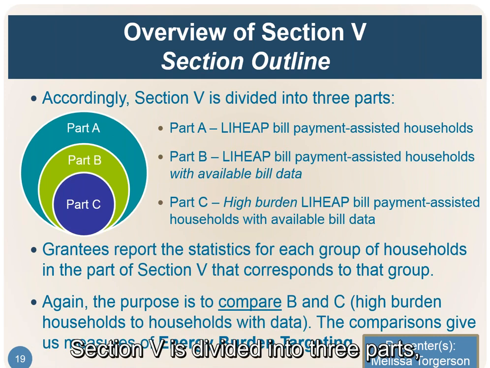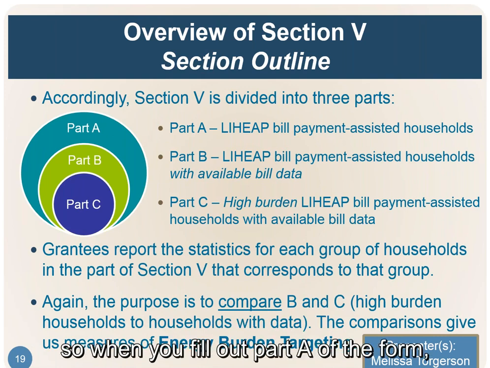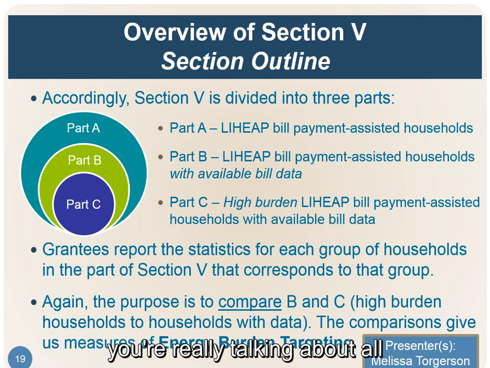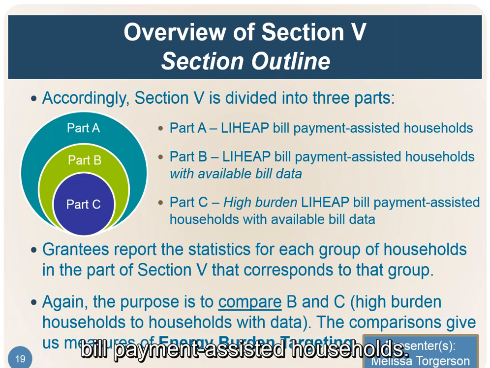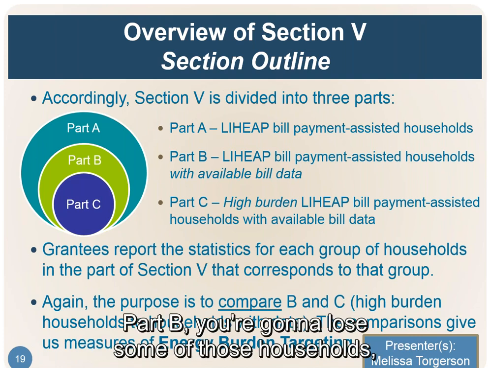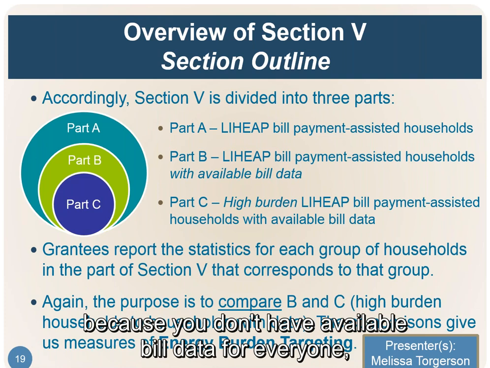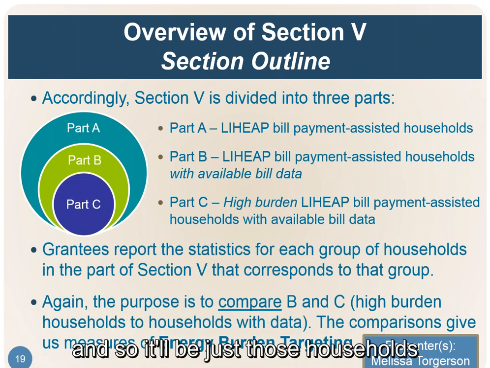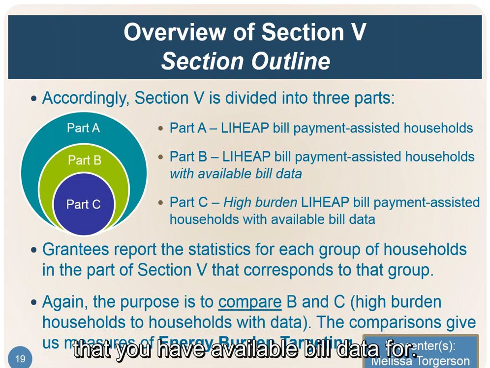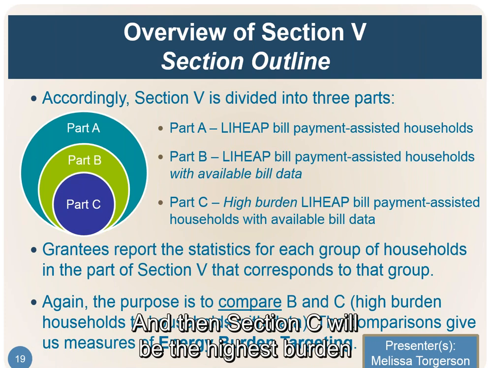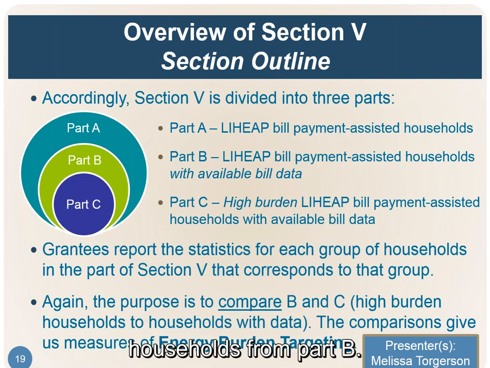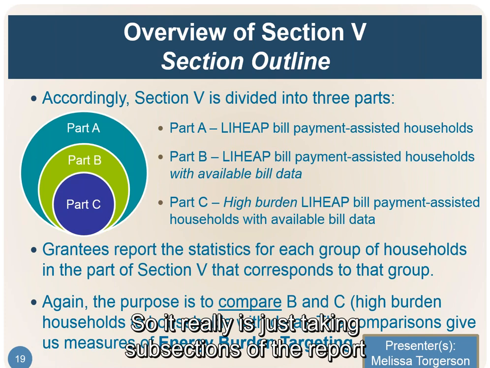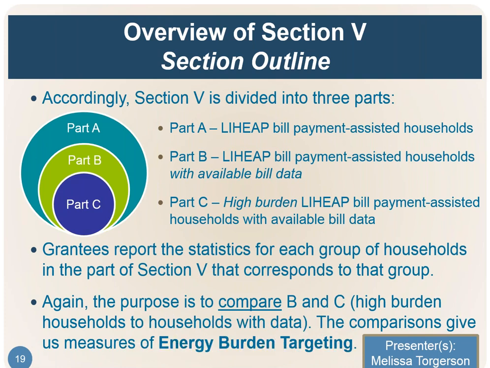And this next slide goes into this again, in a slightly different way, right? Section 5 is divided into three parts. When you fill out Part A of the form, you're really talking about all bill payment assisted households. In Part B, you're going to lose some of those households because you don't have available bill data for everyone, so it'll be just those households that you have available bill data for. And then Part C will be the highest burden households from Part B. So it really is just taking subsections of the report and breaking it down.